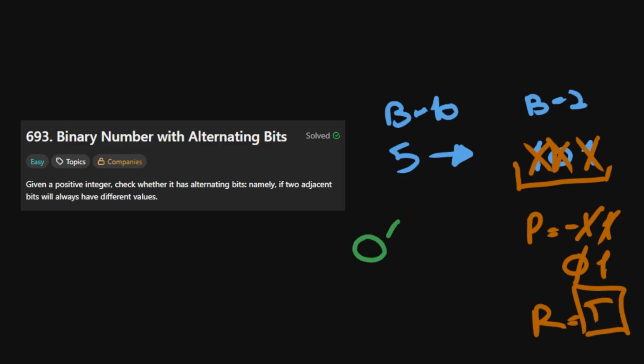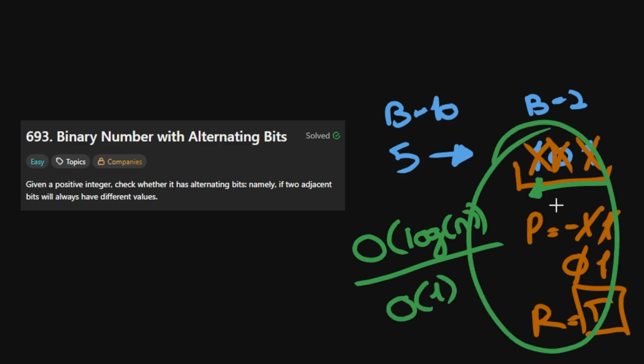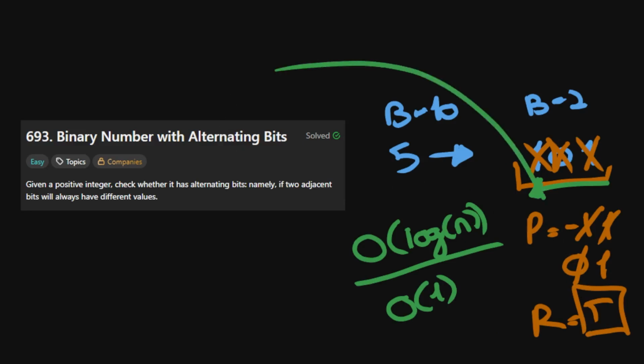Time complexity here is big O of log n because we need to iterate bits in the binary representation of the number that we are given, and this requires log n time complexity. And space complexity is big O of 1 because as you can see here we only need some integers and booleans. So with this in mind, now let's go with the code.